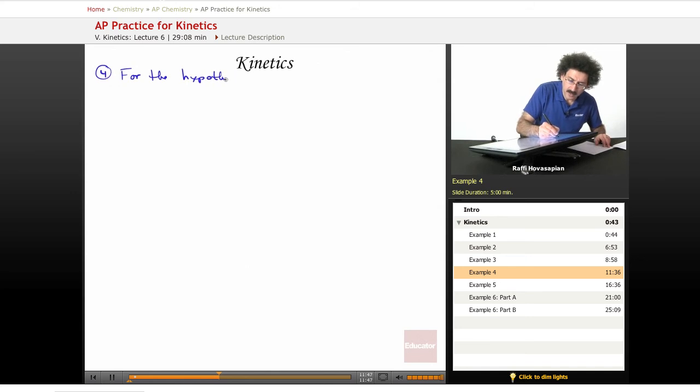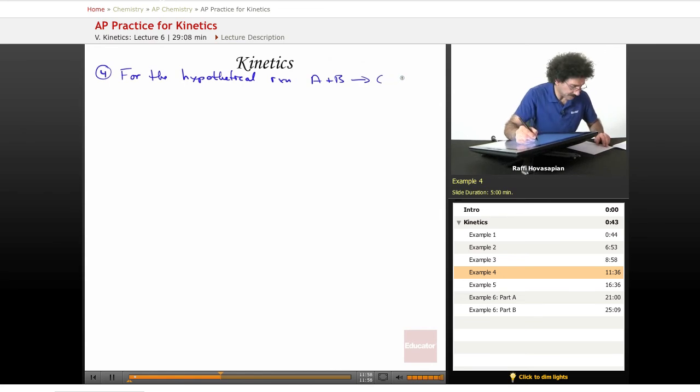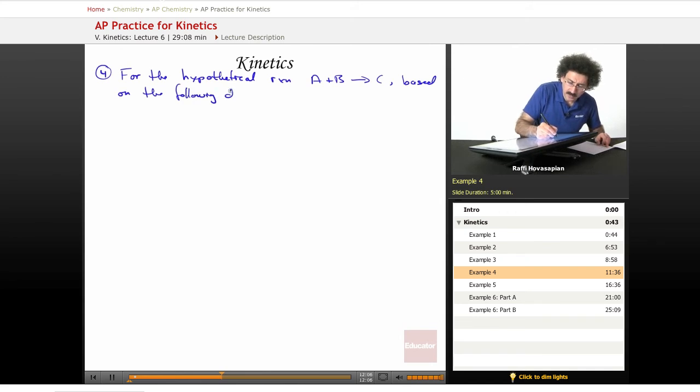For the hypothetical reaction A plus B goes to C, based on the following data, what is the rate law?